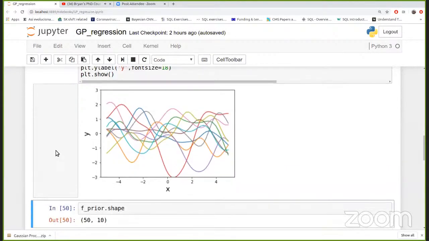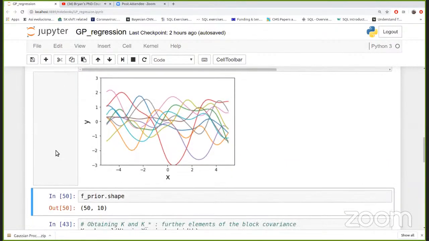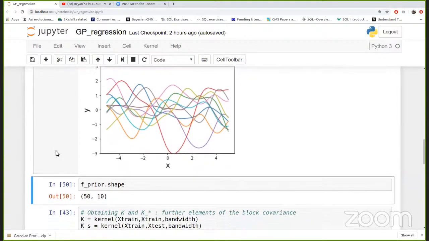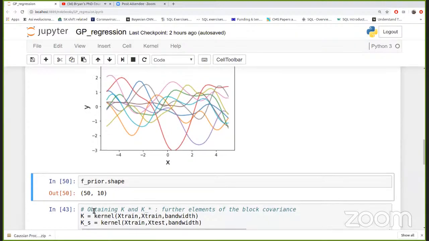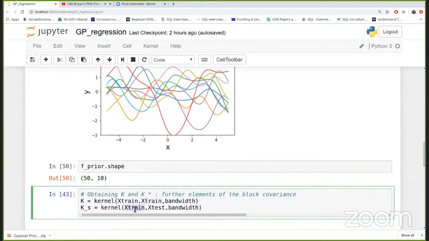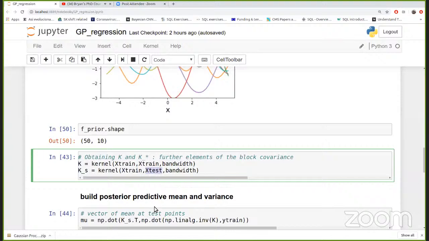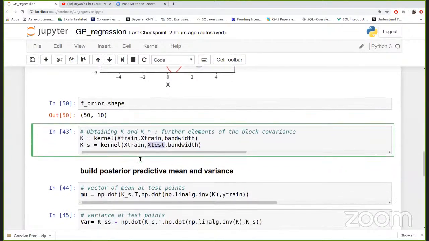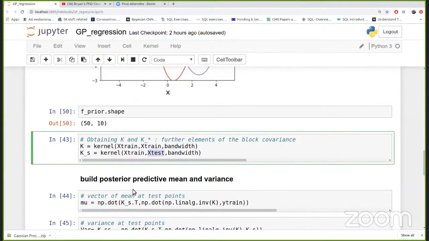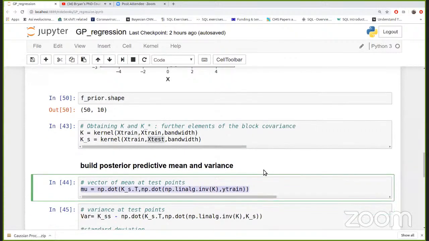Right, so what I'm doing in the rest of the notebook is just to implement this formula. But first of all, I need to obtain the block matrix of the prediction. So the first block is K, which is the covariance matrix between X train with itself, and K star, which is the covariance matrix between X train and X test. So when I do this, I can now build the mean of the predictive of the posterior, which is just written by that.